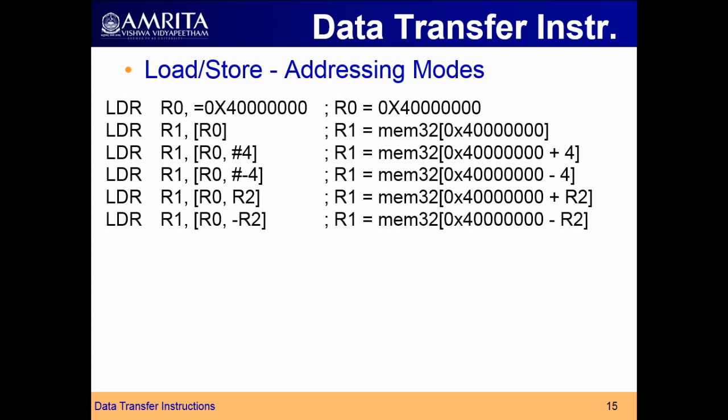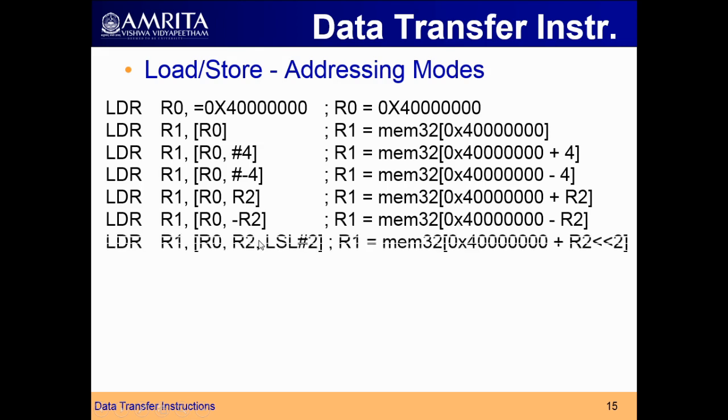In this example, instead of writing R2, I am writing minus R2. So what will happen? The base address will be subtracted by R2. So 4000 minus R2 will be the updated address. From that updated address, data will be loaded onto R1.